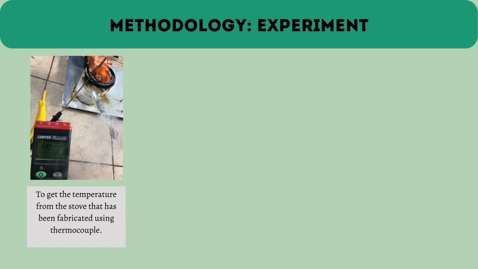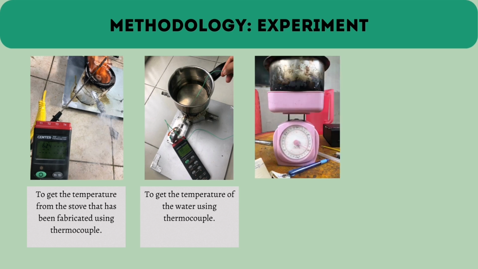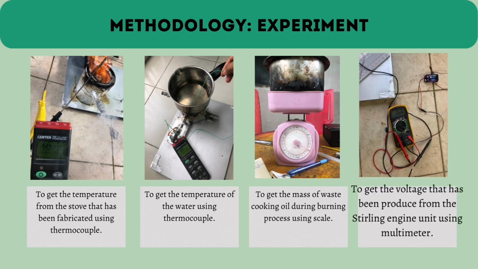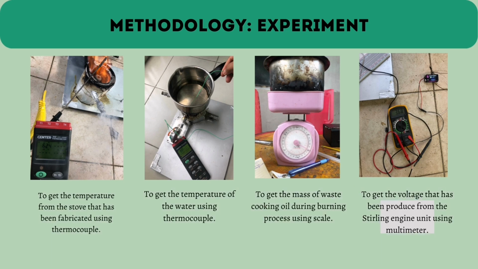Next, here it shows how we collect data for the experiment. From the first picture, it shows how to get the temperature from the stove that has been fabricated using a thermocouple. As for the second picture, this is how to get the temperature of the water using a thermocouple. After that, the third picture shows how to get the mass of waste cooking oil during the burning process using a scale. Lastly, it shows how to get the voltage that has been produced from the Stirling engine using a multimeter.